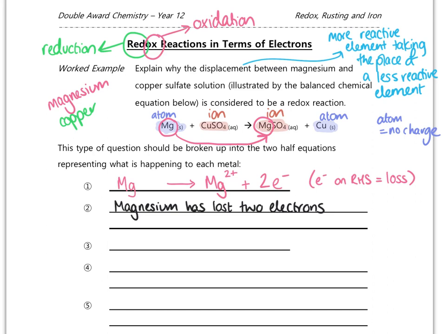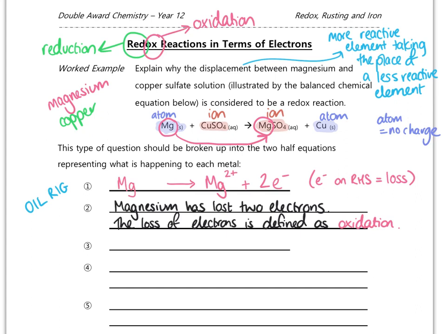Then we need to write our explanation sentence. Well, what is the loss of electrons? Remember, in terms of electrons, we can think of OIL RIG. Oxidation is loss, reduction is gain. And so we can see here that this is oxidation. So we can see from our half equation that magnesium has lost 2 electrons. And then we need to write the loss of electrons is defined as oxidation.